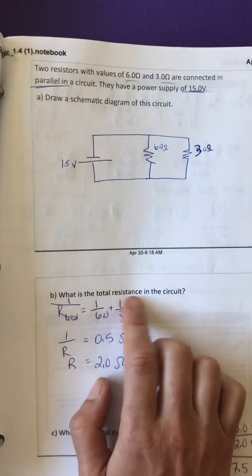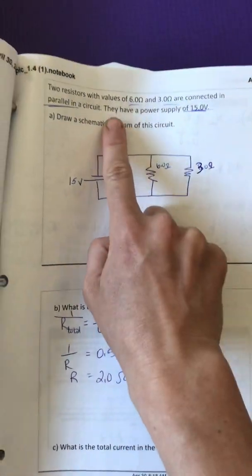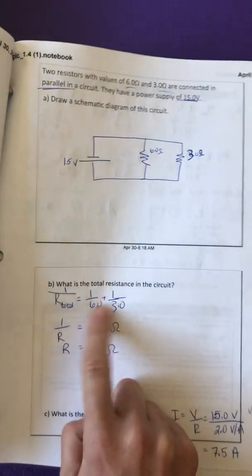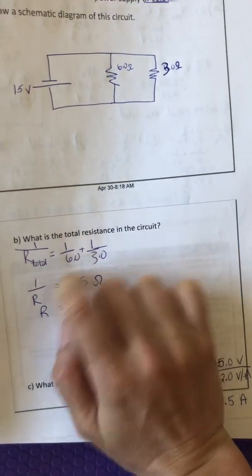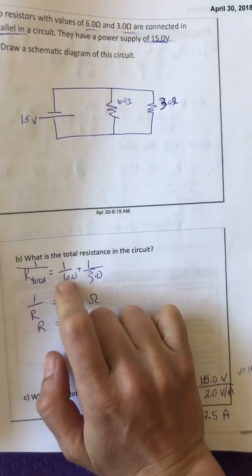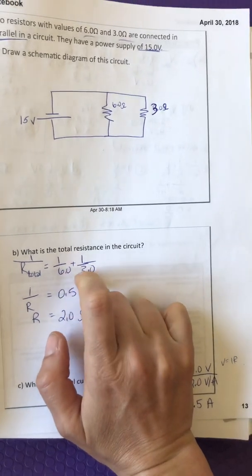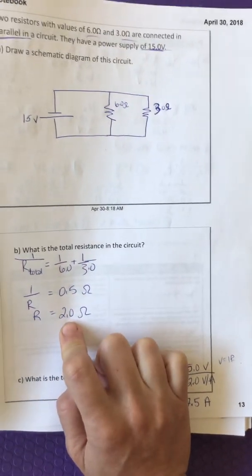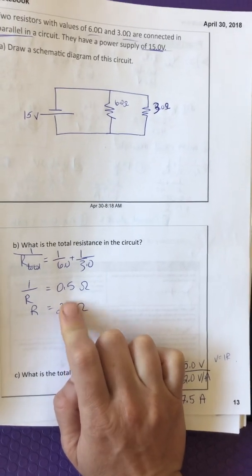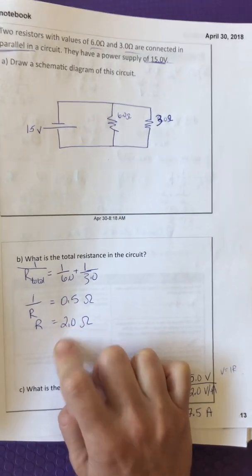So what's the total resistance in this circuit? Because it's a parallel circuit, we're going to use the formula for the parallel circuit. Again, 1 over R total is 1 over 6 plus 1 over 3, which is 0.5. When you take the inverse of 0.5, you get 2 ohms. And again, 2 significant digits.